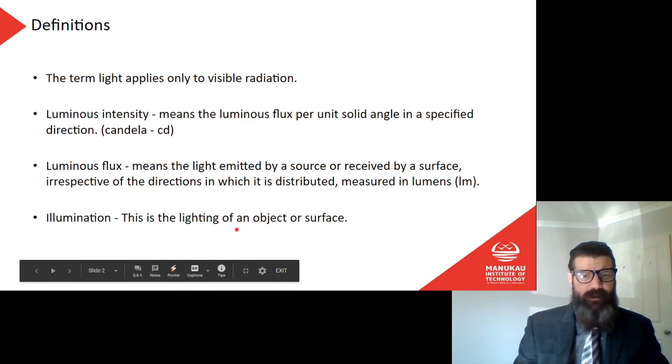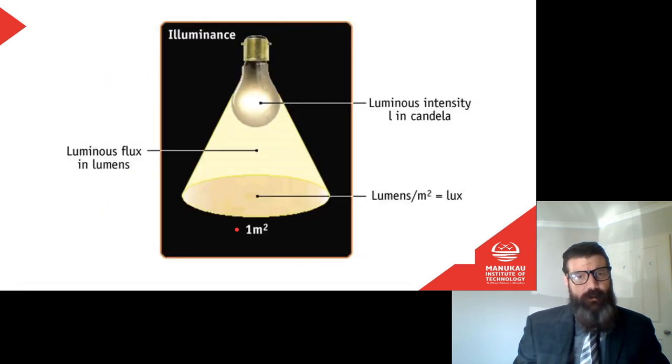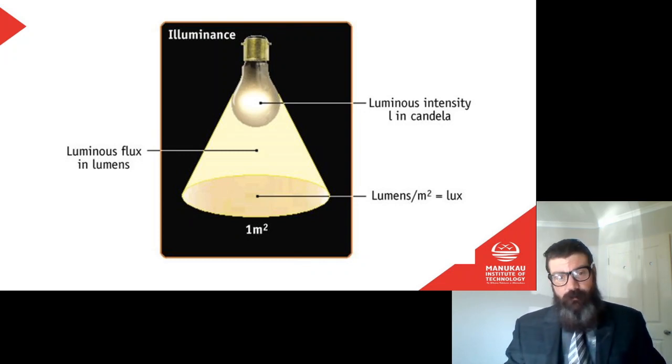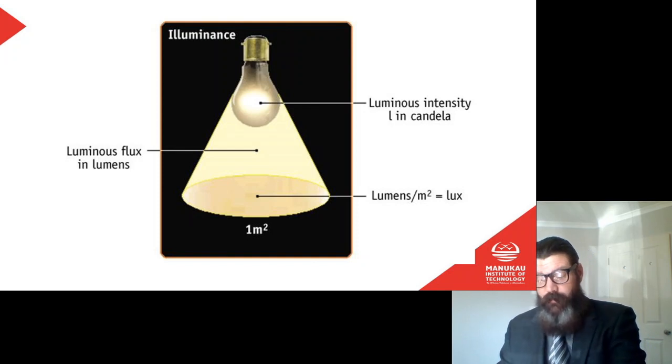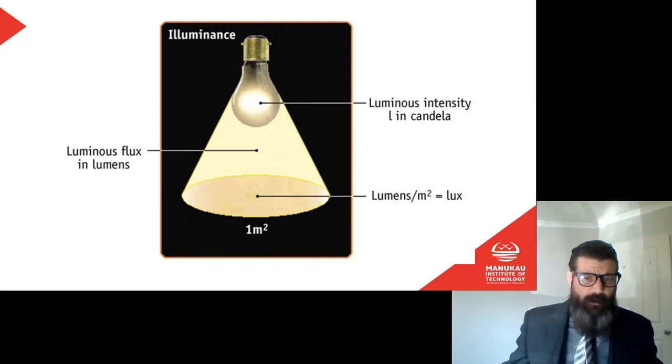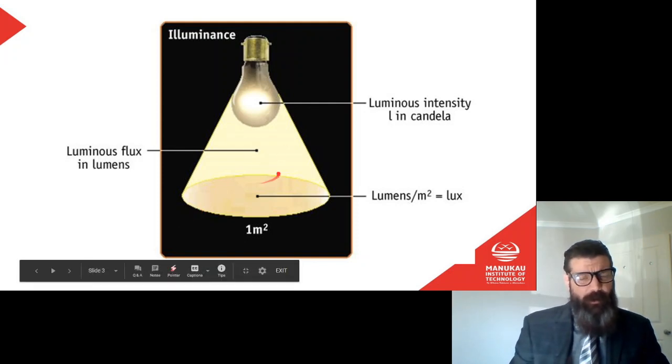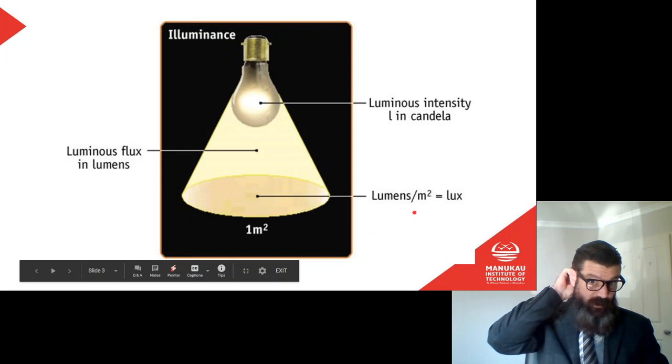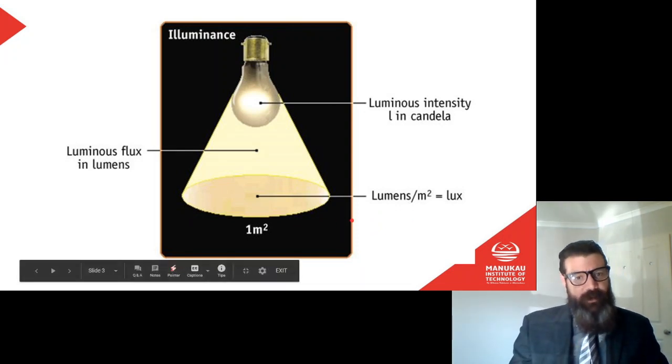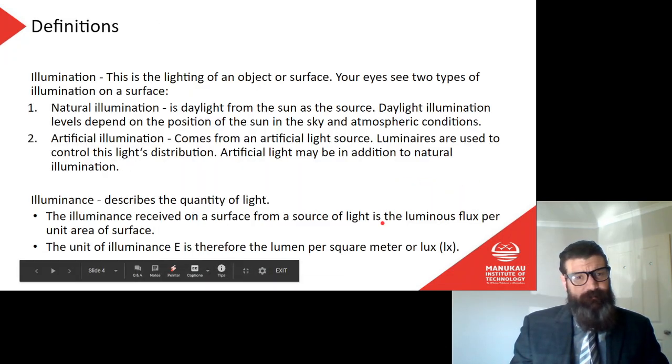Illumination is the lighting of an object or surface. So in here we can see a diagram of what those different definitions mean. We have the luminous flux in lumens, which is the total amount of light being put out. Luminous intensity in candela is the amount being put out in a specific direction. And the lumens per meter squared, so the illuminance on an area, is the amount of lumens that are landing on that area per square meter, and that's measured in lux.